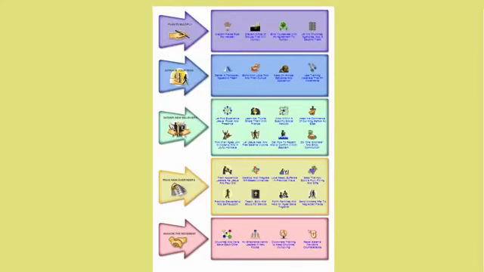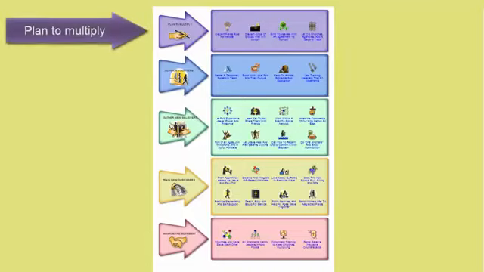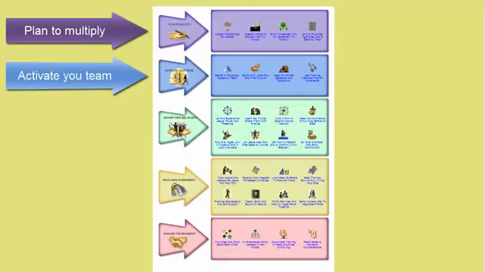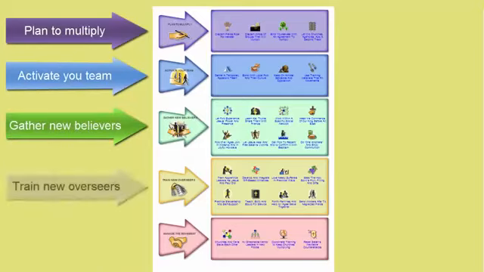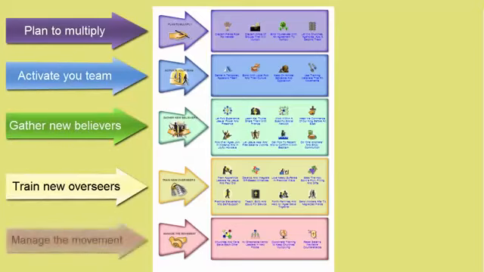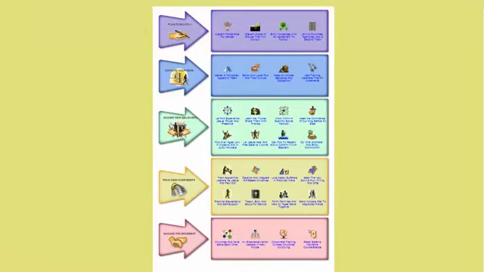These 5 phases correspond generally to a typical progression within church planting. We have chosen to call these overlapping phases Plan to Multiply, Activate Your Team, Gather New Believers, Train New Overseers, and Manage the Movement. When you are coaching church planters, you might ask each one, in which of these 5 phases are your team members in their church planting work? Then listen to the reply and go to the phase that corresponds to each one's expressed need.